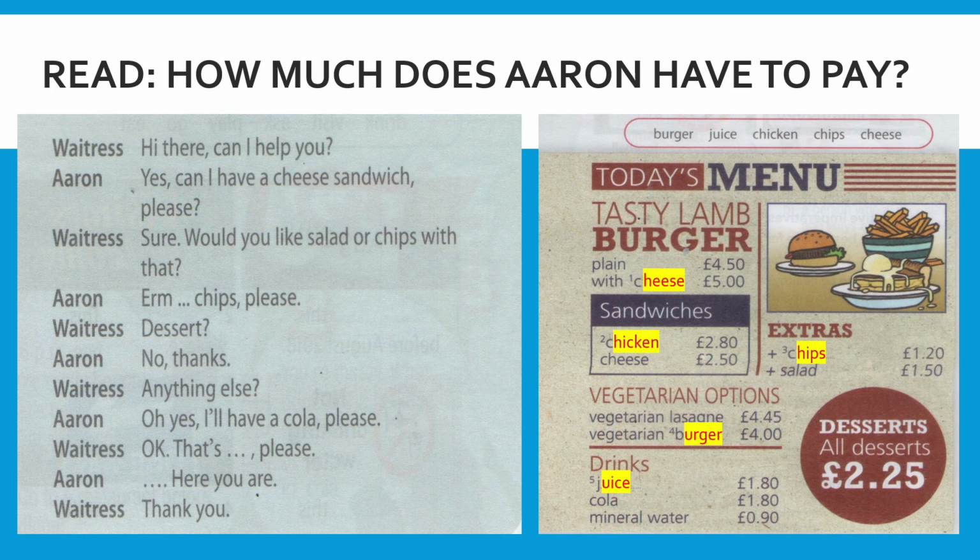So this is the dialogue between waitress and Aaron. Now let's read together first the dialogue between the waitress and Aaron, and we shall check what food Aaron orders and how much he needs to pay.